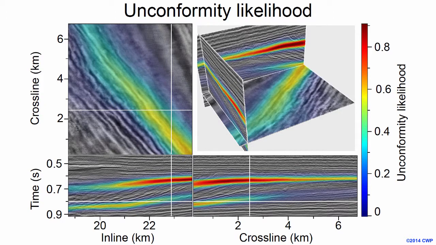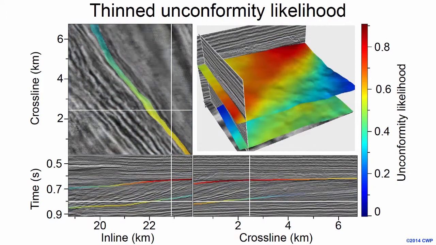And for this image, I would like you to pay attention to the upper left panel, which is the time slice of this unconformity likelihood image. We observe that this time slice is separated into two different parts by the unconformity likelihood. And we observe that the amplitude values in the southwest part are almost uniform, and the amplitude values in the northwest part change fast, which means that these two parts separated by the unconformity likelihood have two different seismic phases.